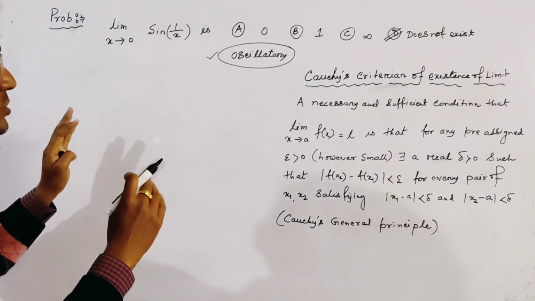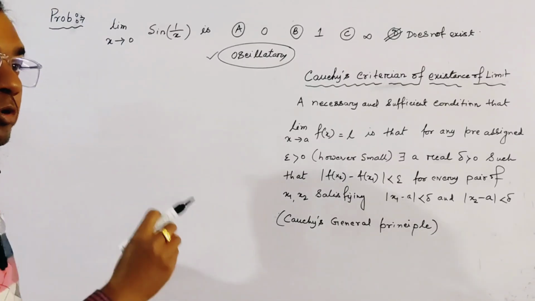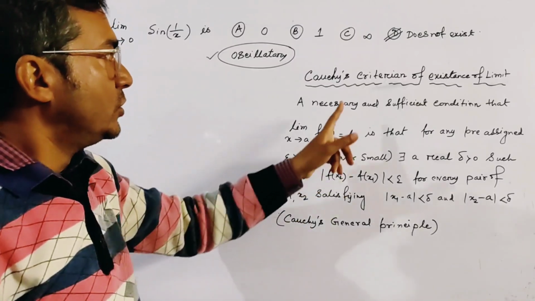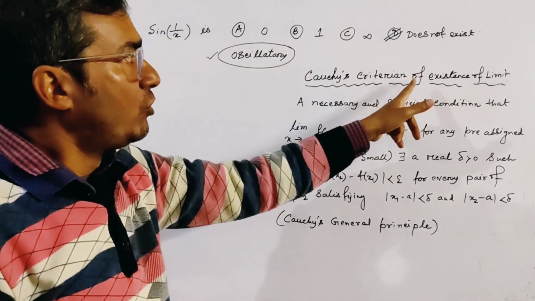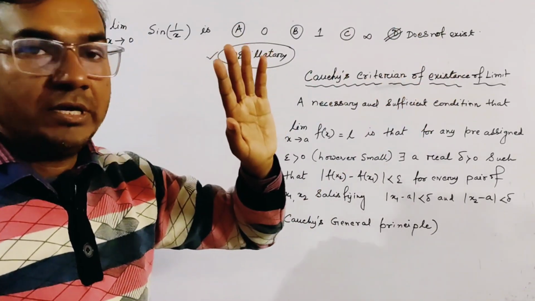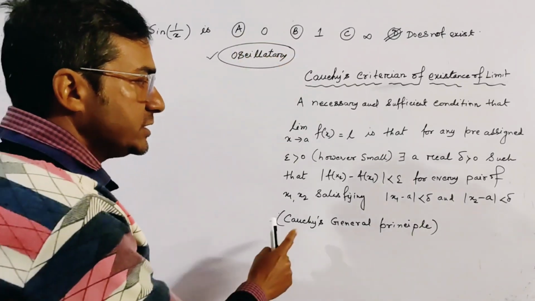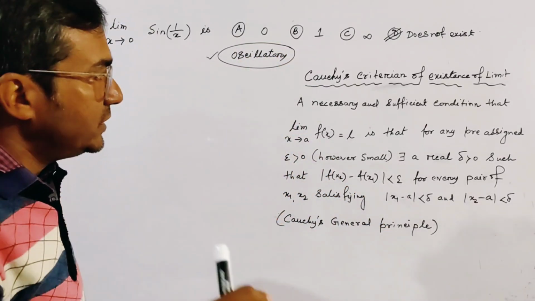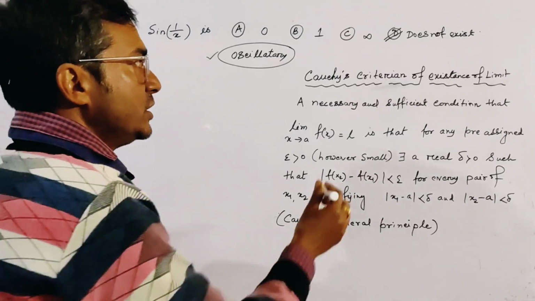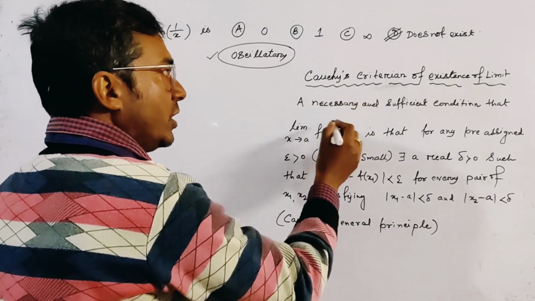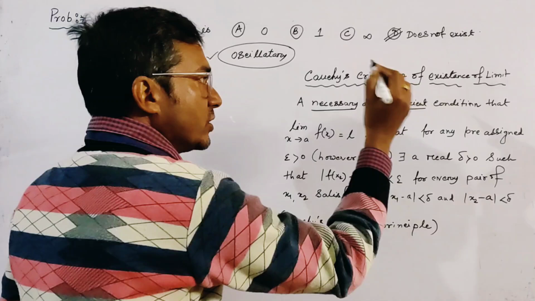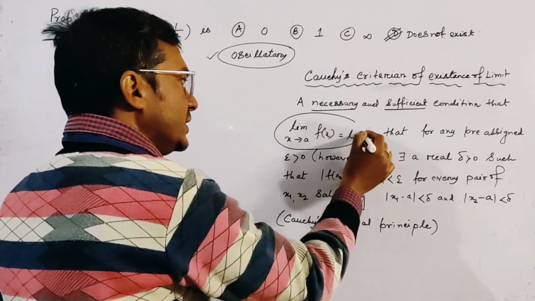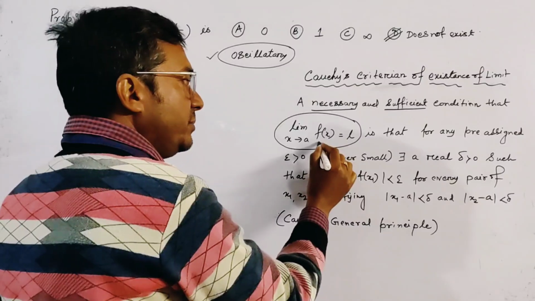Here we use an important property, or important theorem, of limit of a function, which is known as Cauchy's criterion for existence of limit. This is also known as Cauchy's general principle of limit, right? And this is a very important and strong theorem because this is a necessary and sufficient condition that this limit exists as x tends to a and the limiting value is L.